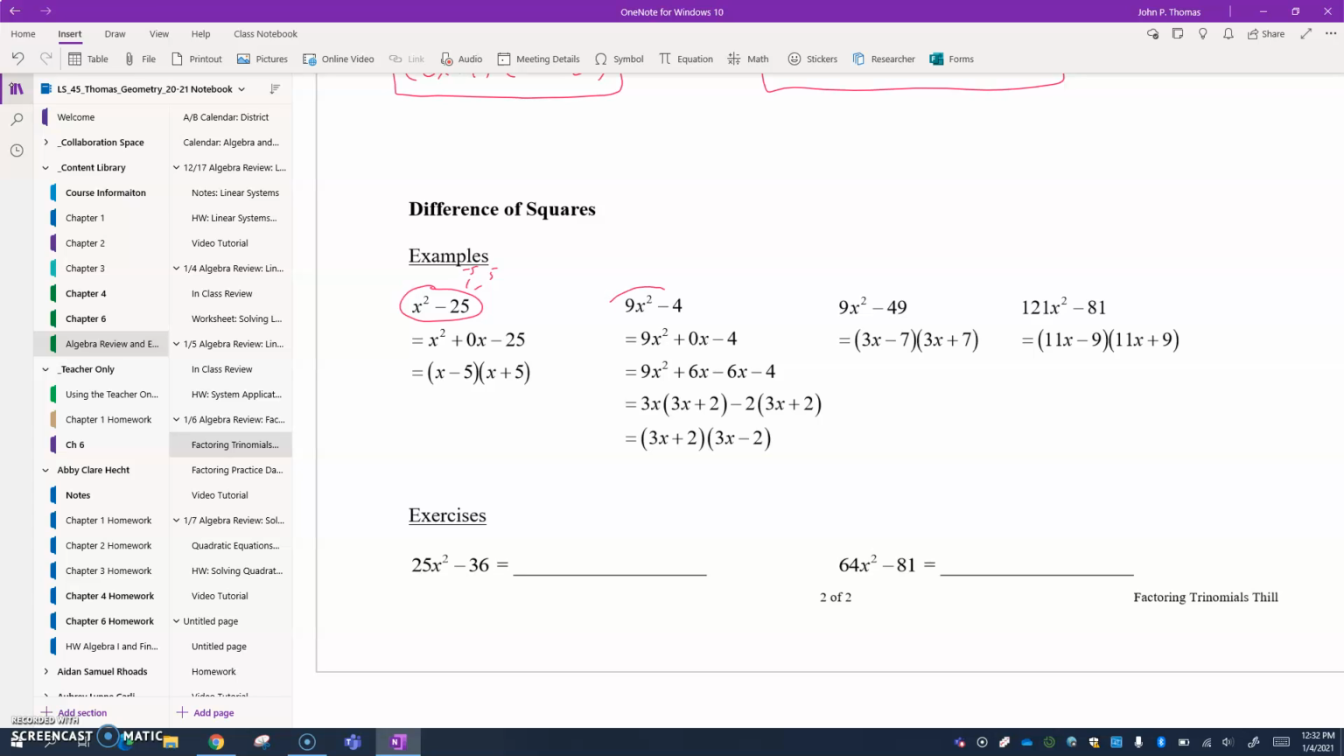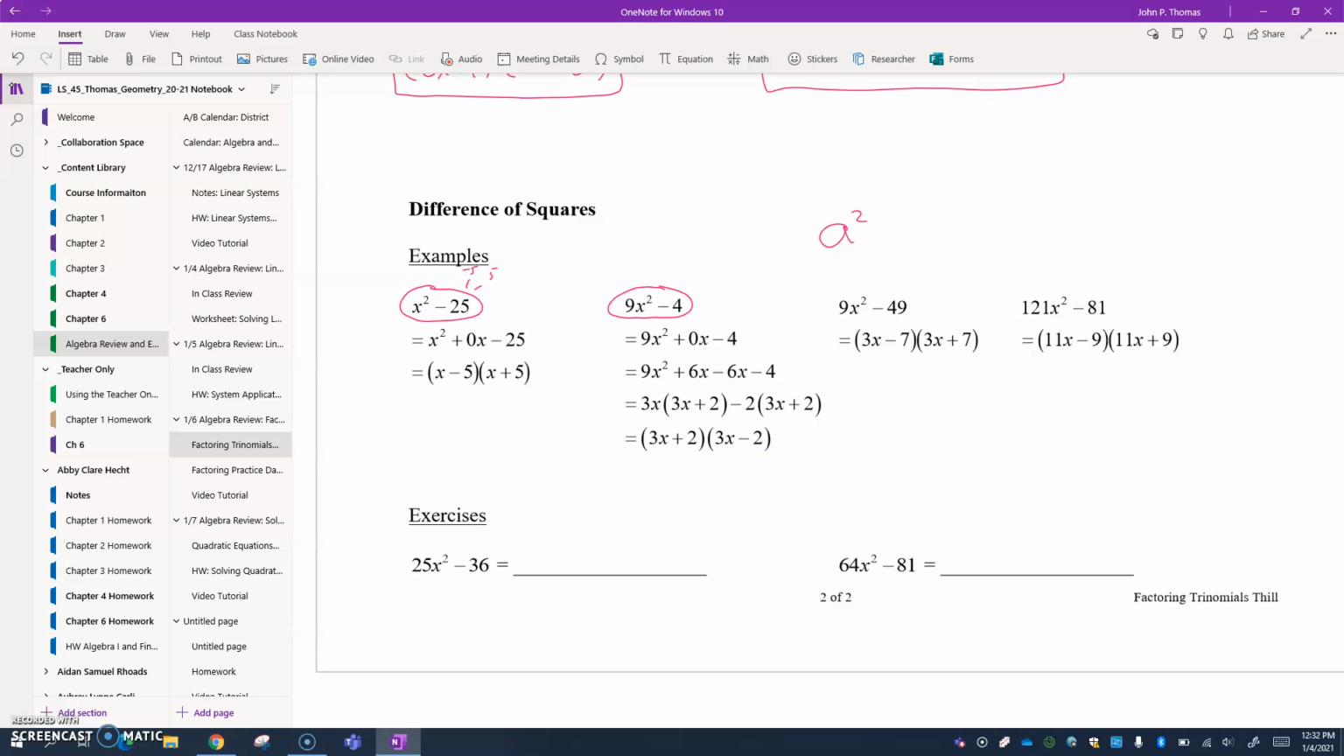All right, and you could also technically use split middle term on this one. 9 times negative 4 is negative 36. A number pair that multiplies to negative 36 and adds to 0 would be negative 6 and 6. And then we can go ahead and factor it out that way. All right, but this is really just designed to be a shortcut.